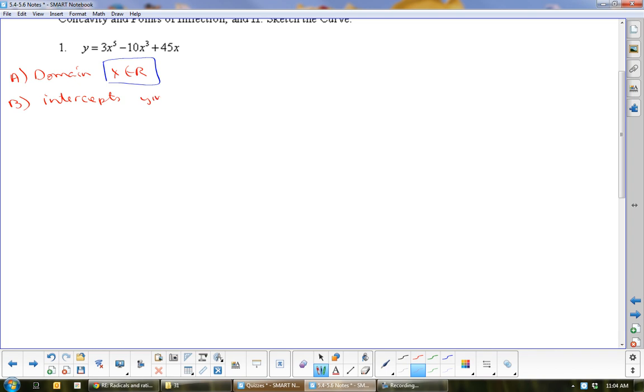Okay, let's do y-intercept. That's always an easy one. So x equals 0, so this one would be (0, 0). Again, maybe put a box around that. X-intercept: that's when y equals 0. So 0 equals, the first thing we're going to do is take an x out of everybody, and I get 3x to the 5th minus 10x cubed plus 45x.